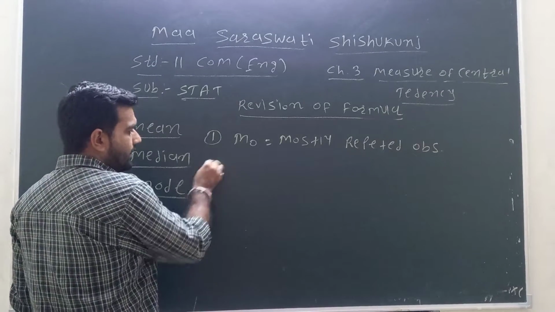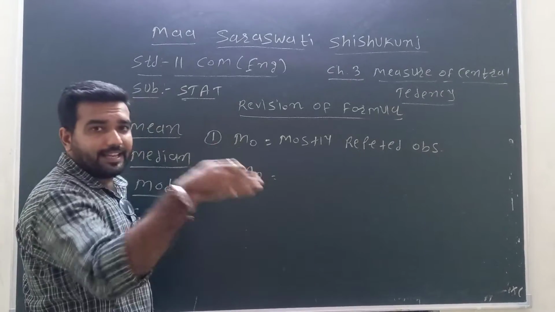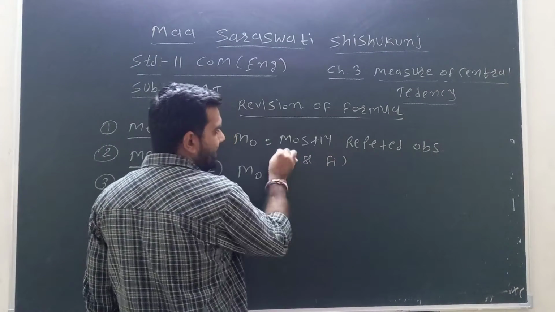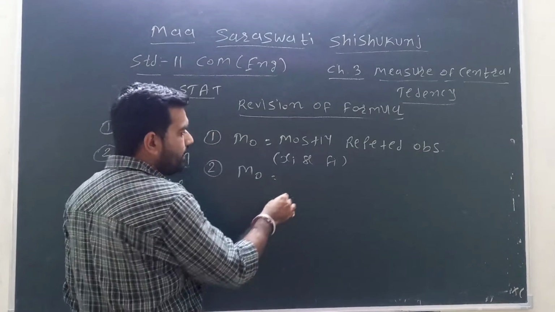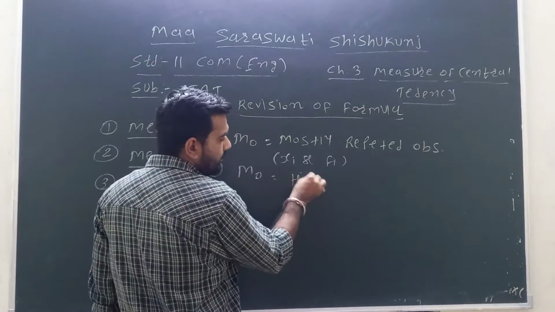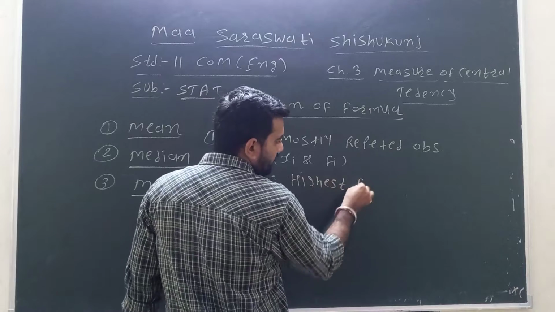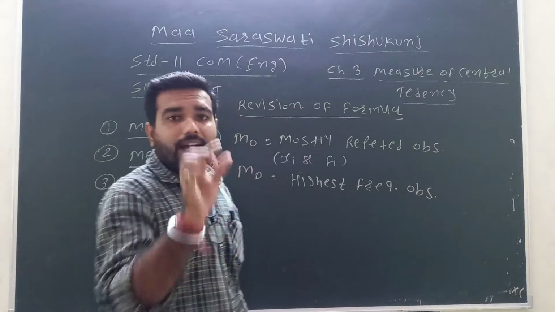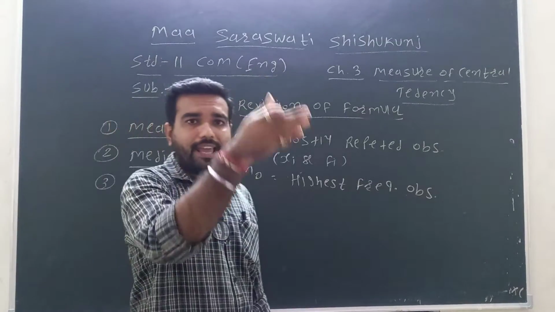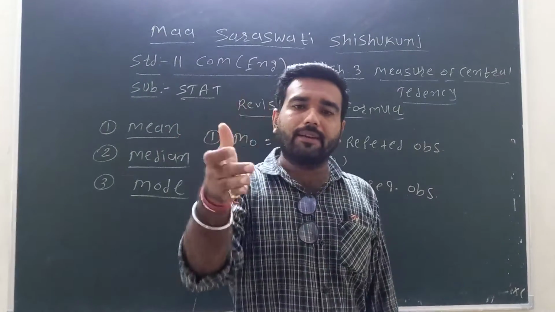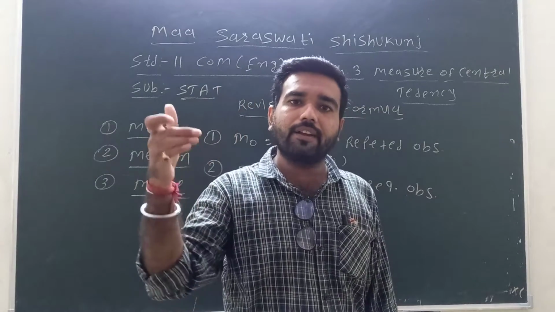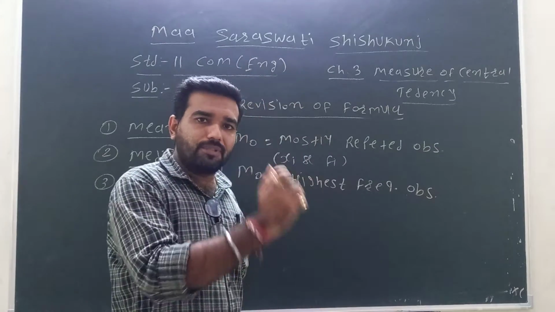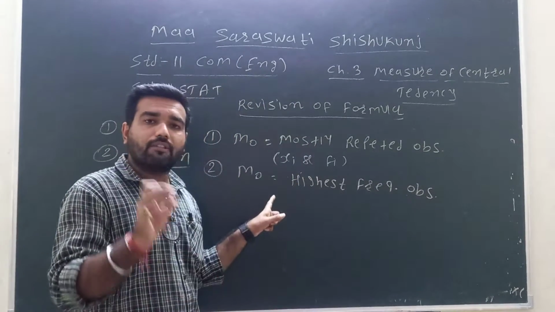Second one: MO when Xi and Fi are there. Xi and Fi mean class and frequency are there. Then MO is equal to the highest frequency observation. Suppose Xi is 1, 2, 3, 4, 5 and Fi is 2, 5, 10, 4, 3. So the highest frequency is 10, and the observation for that 10 is 3. So MO is equal to 3.